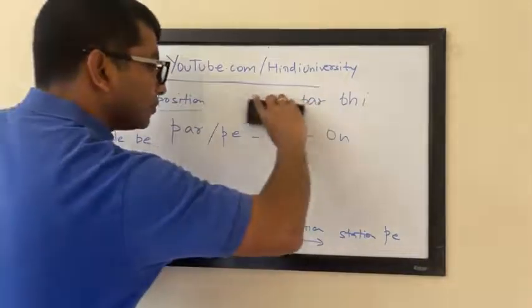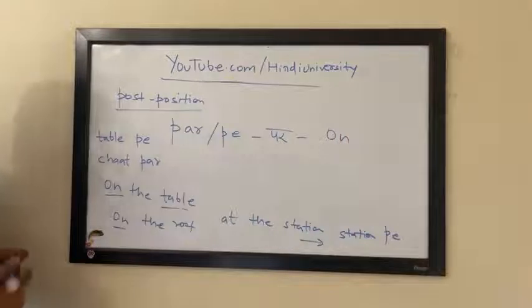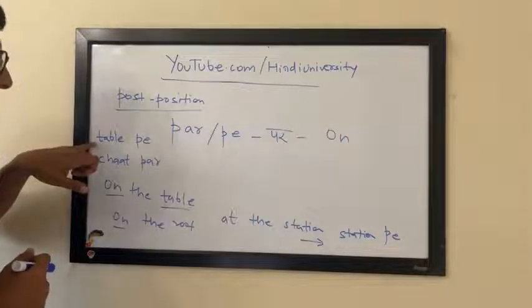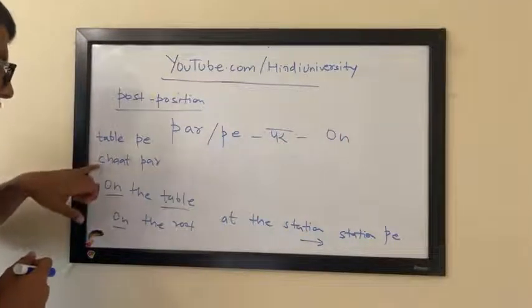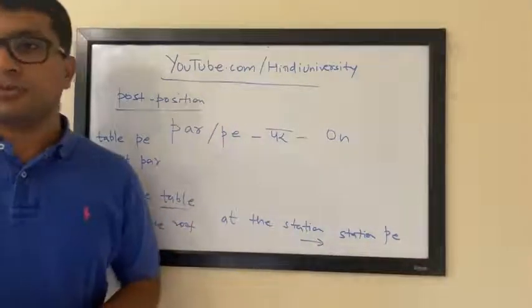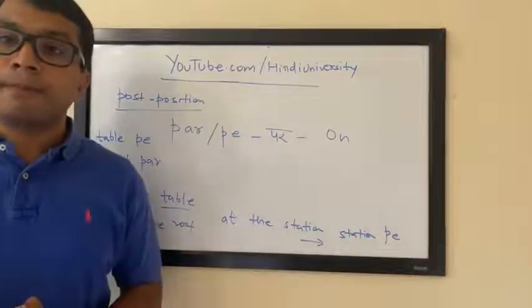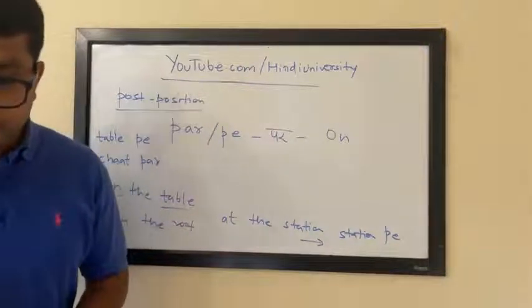Okay, so we started with how to use this postposition per. Some of the examples I said are table per, which is on the table, chat per, which is on the roof. And if you're at the station and somebody asks where are you, you can say I'm at the station. मैं station पे हूँ. Okay, I'm at the station.